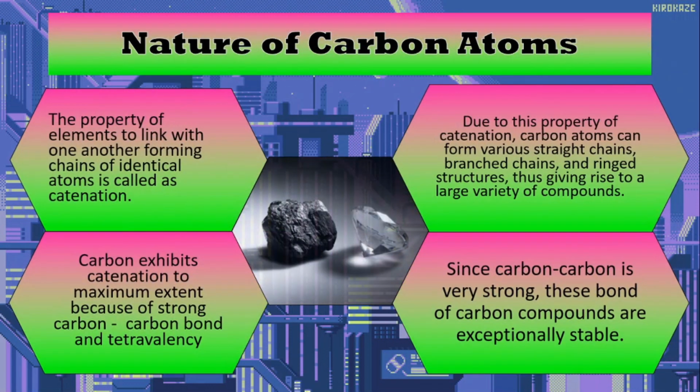The property of elements to link with one another, forming chains of identical atoms, is called catenation. Carbon exhibits catenation to the maximum extent because of strong carbon-carbon bonds and tetravalency. Due to this property of catenation, carbon atoms can form various straight chains, branch chains, or ring structures, thus giving rise to a large variety of carbon compounds. Since the carbon-carbon bond is very strong, these bonds of carbon compounds are exceptionally stable.